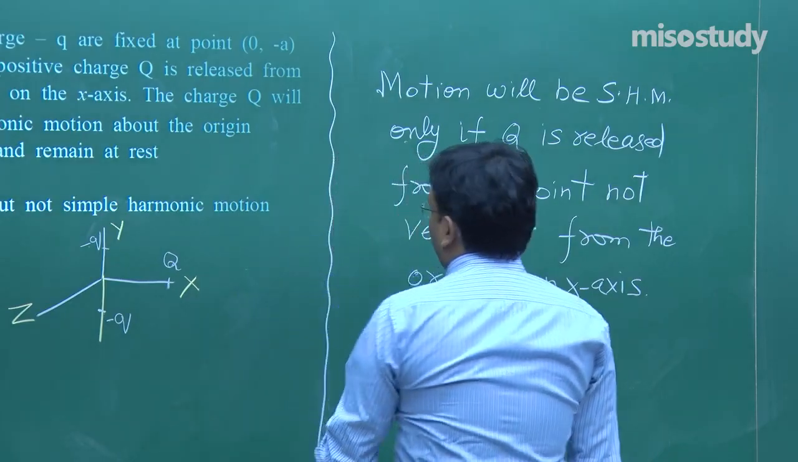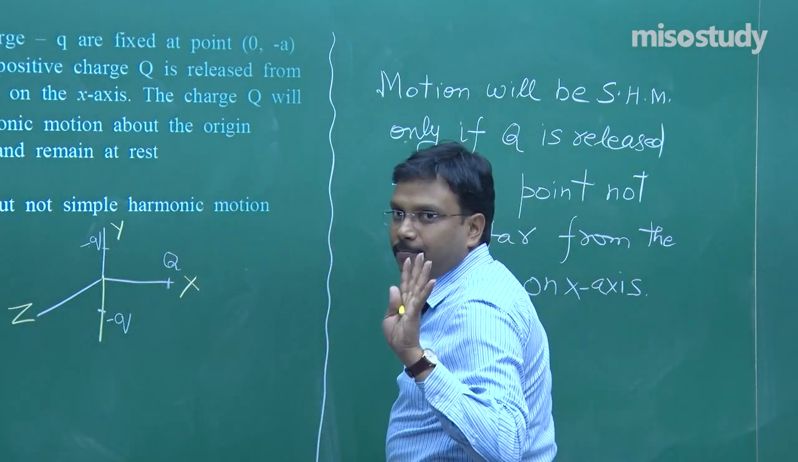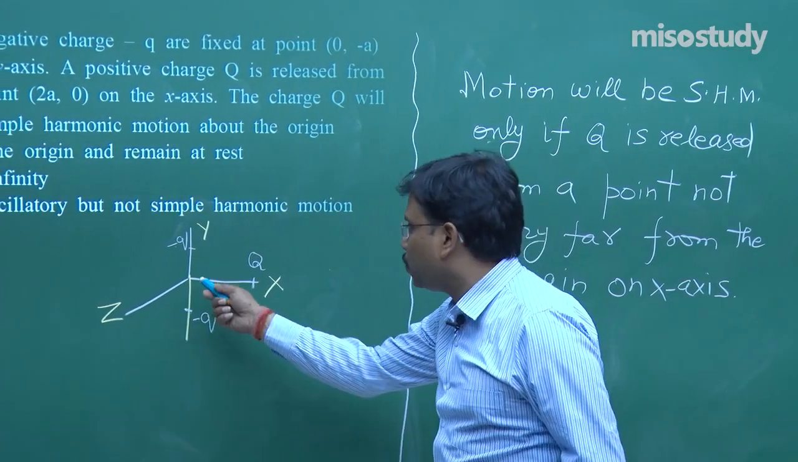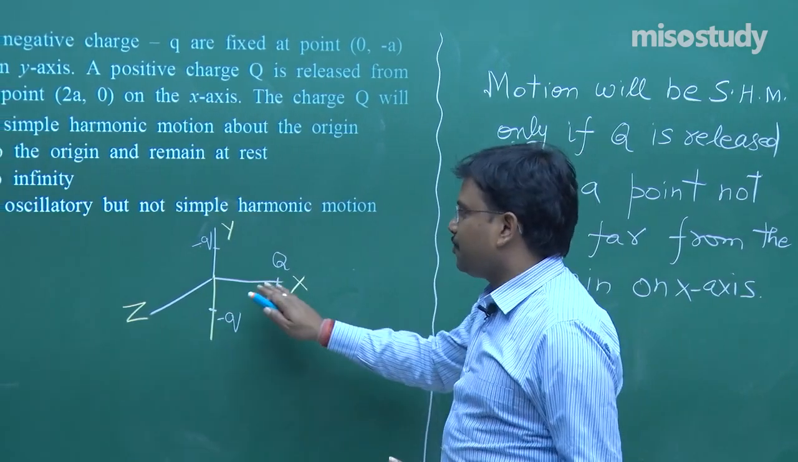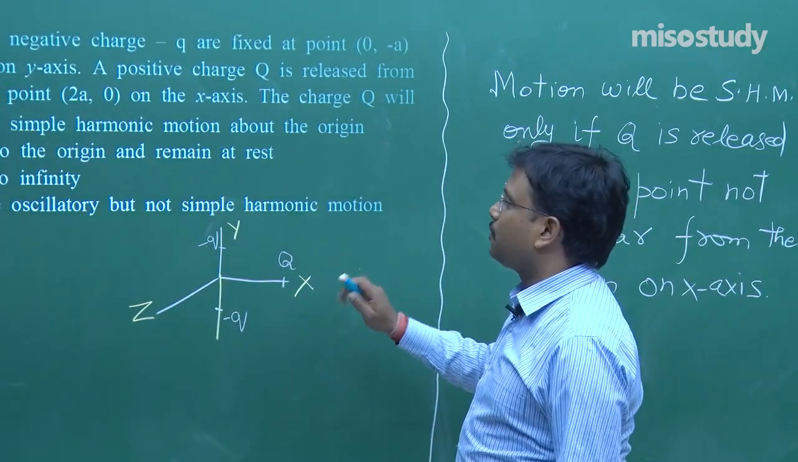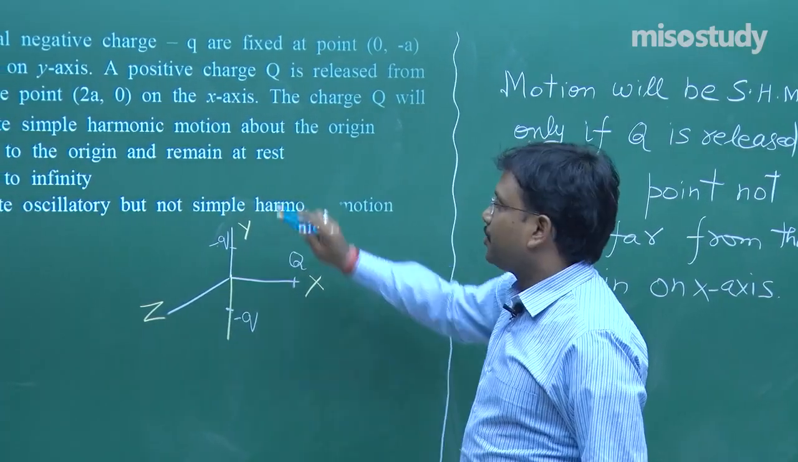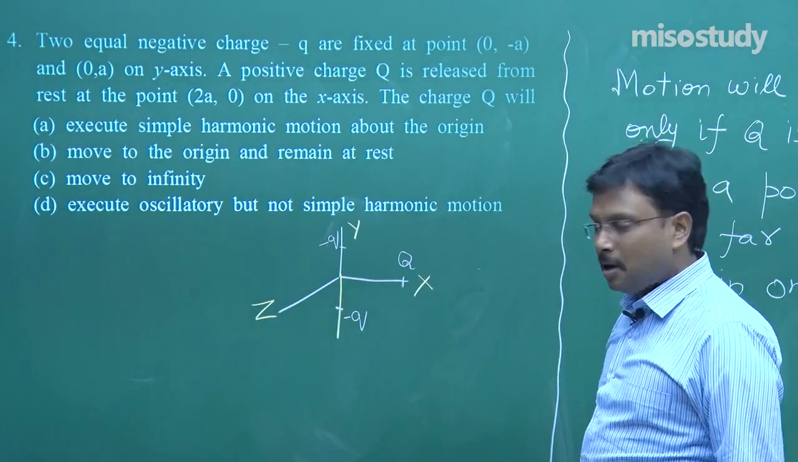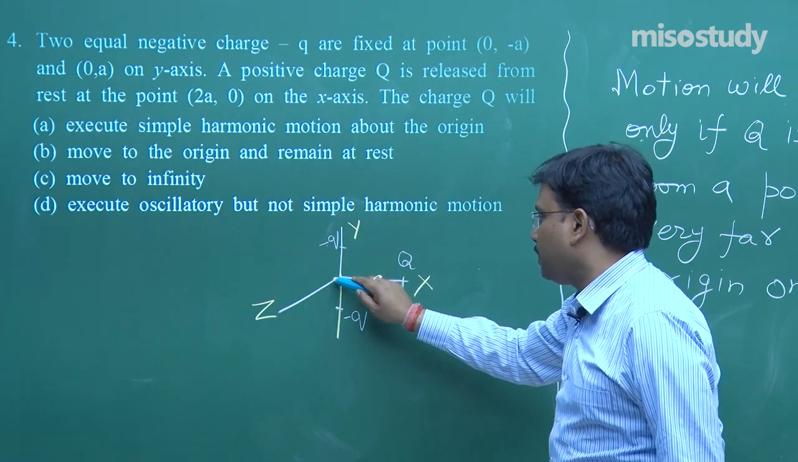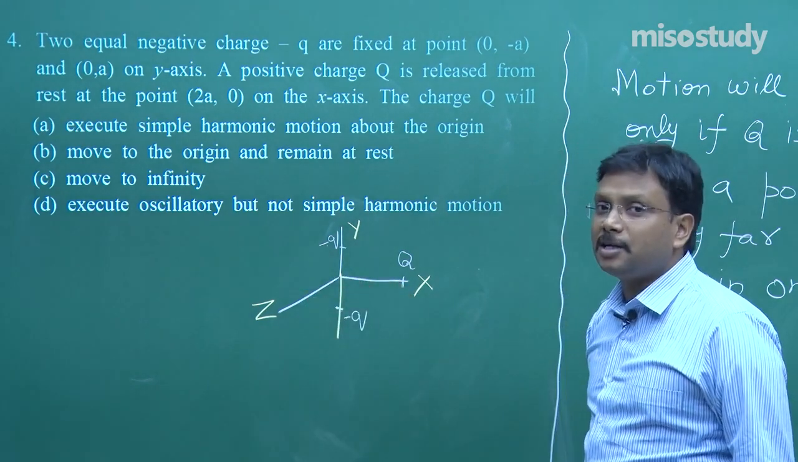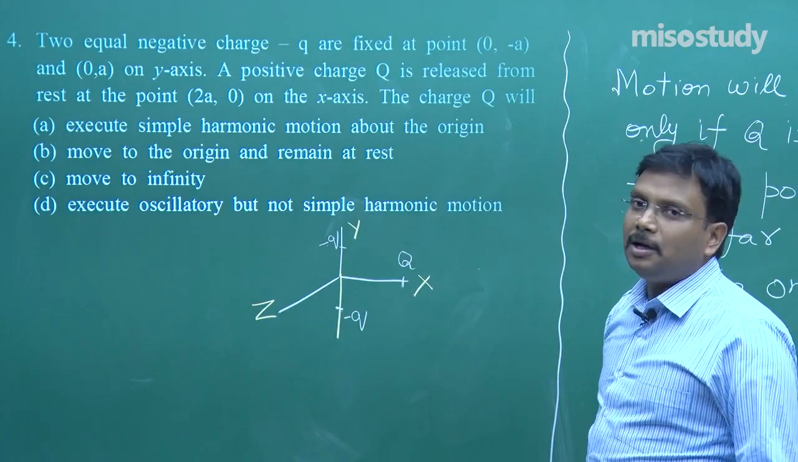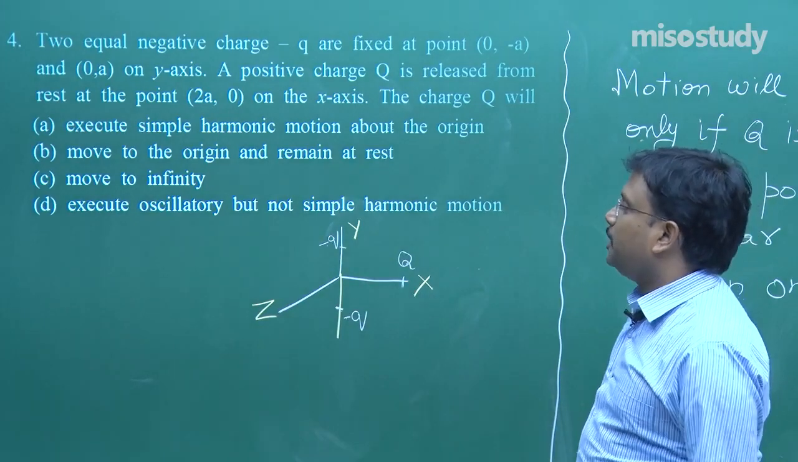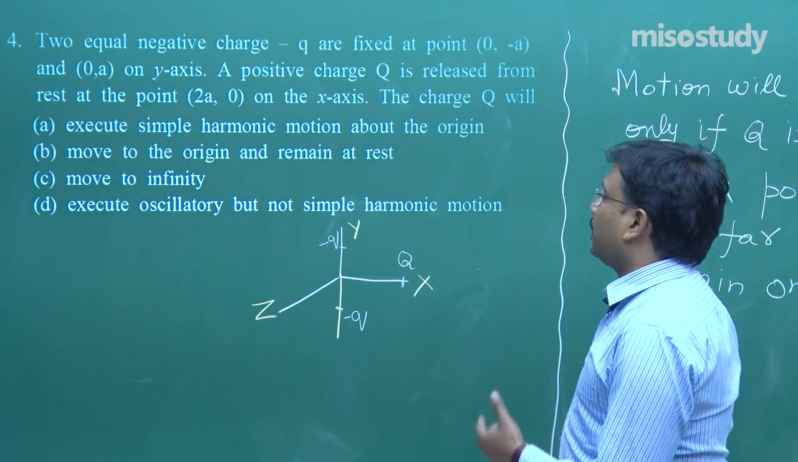So over here the situation is not like this. This charge has been released from a long distance, 2a. So therefore this charge is not going to execute SHM. Second option, move to origin, remain at rest. No. Why will it remain at rest? Because it has some force which is attracting over here, so up to some extent it is going to move in this direction because of inertia. Move to infinity, not possible, again they will pull and so on. So the only correct option is that it executes oscillatory motion but not SHM.